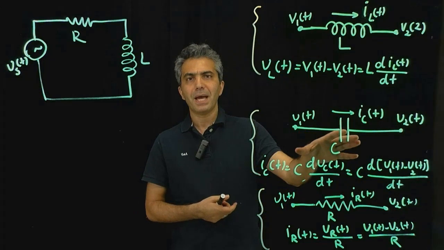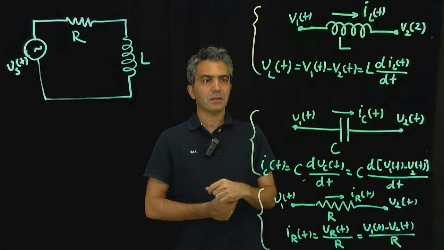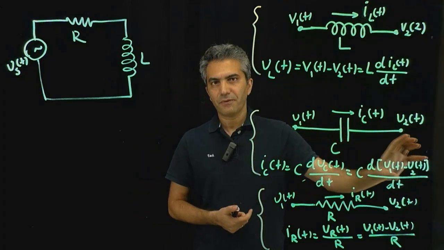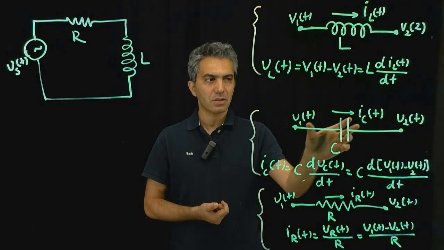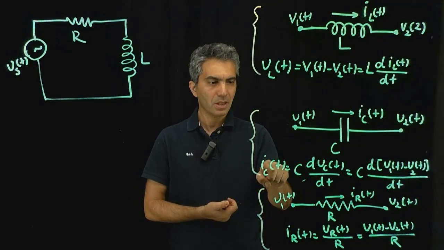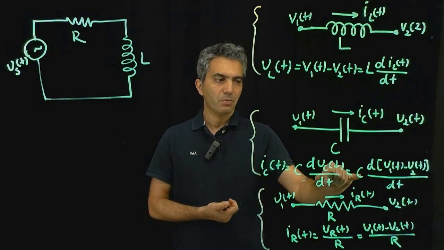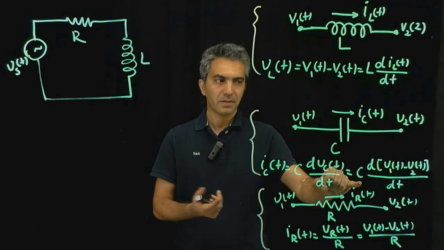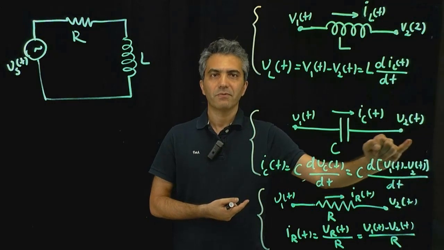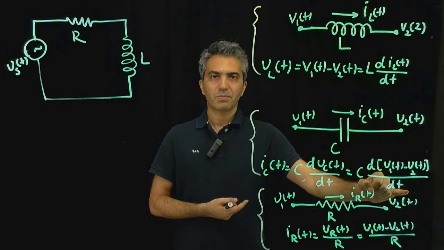Now, with capacitors, that was not the case. First of all, the equation that defined the relationship between the voltage across the component and the current passing through it was something like this. The current passing through the component was the capacitance in farads multiplied by the derivative of the voltage difference with respect to time.